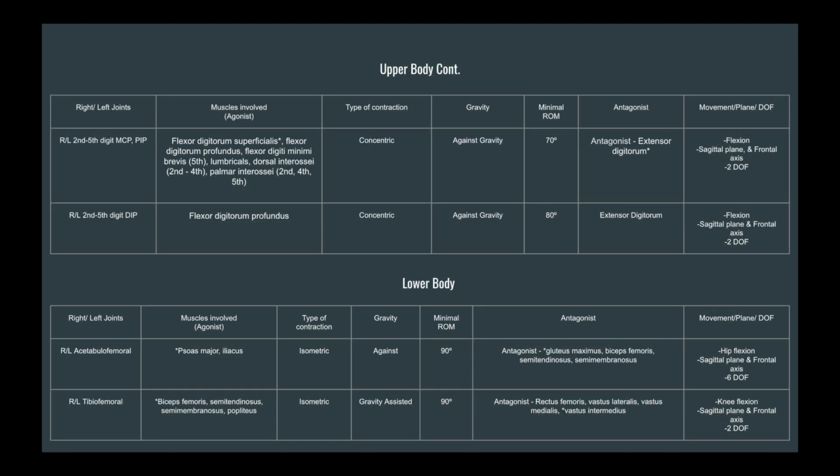The second through fifth MCP and PIPs are going to be in flexion in the sagittal plane and frontal axis, with the flexor digitorum superficialis being the main agonist and the extensor digitorum being the main antagonist. Then for the second through fifth DIPs, they are going to be in flexion in the sagittal plane and frontal axis, with the flexor digitorum profundus being the main agonist and the extensor digitorum being the main antagonist.